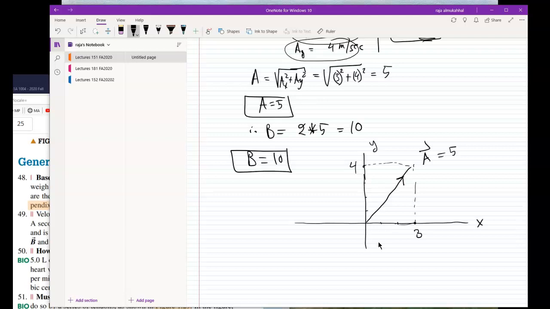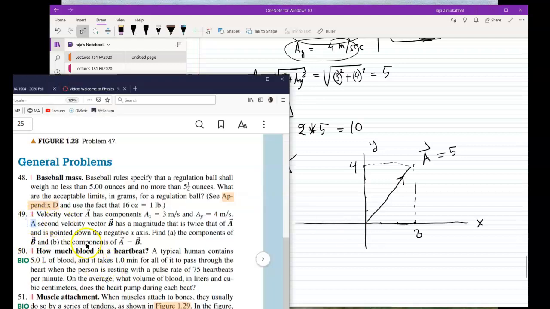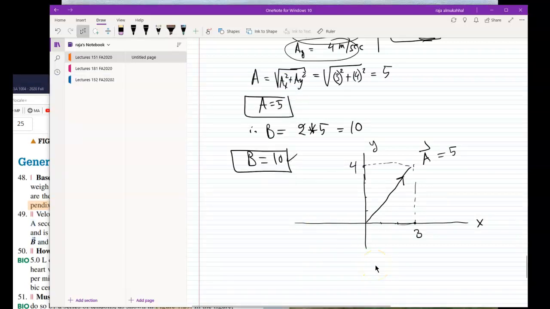He said B is twice the magnitude, meaning twice the length, and it is pointed down the negative x-axis. So it's like this. If this is A, guys, from here to here, it's twice that. About from here, another one, maybe around there, let's say. So here it is. It's along the x-axis. Here is the vector, laying on the x-axis, and it's equal to 10.